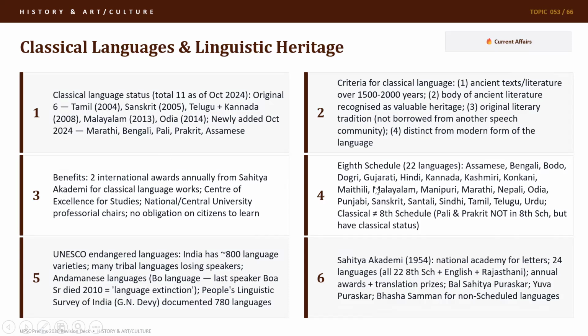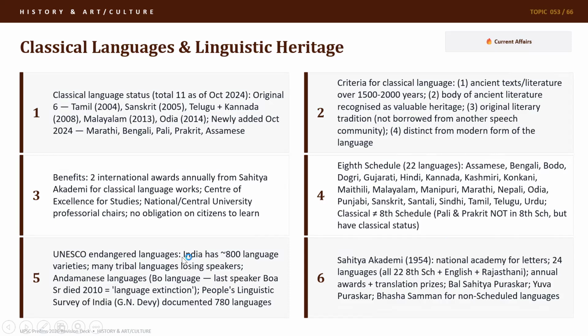In the 8th schedule, we have 22 languages. Here is the list: Assamese, Bengali, Bodo, Dogri, Gujarati, Hindi, Kannada, Kashmiri, Konkani, Maithili, Malayalam, Manipuri, Marathi, Nepali, Odia, Punjabi, Sanskrit, Santali, Sindhi, Tamil, Telugu, Urdu. But classical languages are not the same as 8th schedule languages, so there is a distinction. Pali and Prakrit, for example, are classical languages, but they are not in the 8th schedule. So you should remember that Pali and Prakrit are the only 2 languages currently not in the 8th schedule, but they are classical languages.